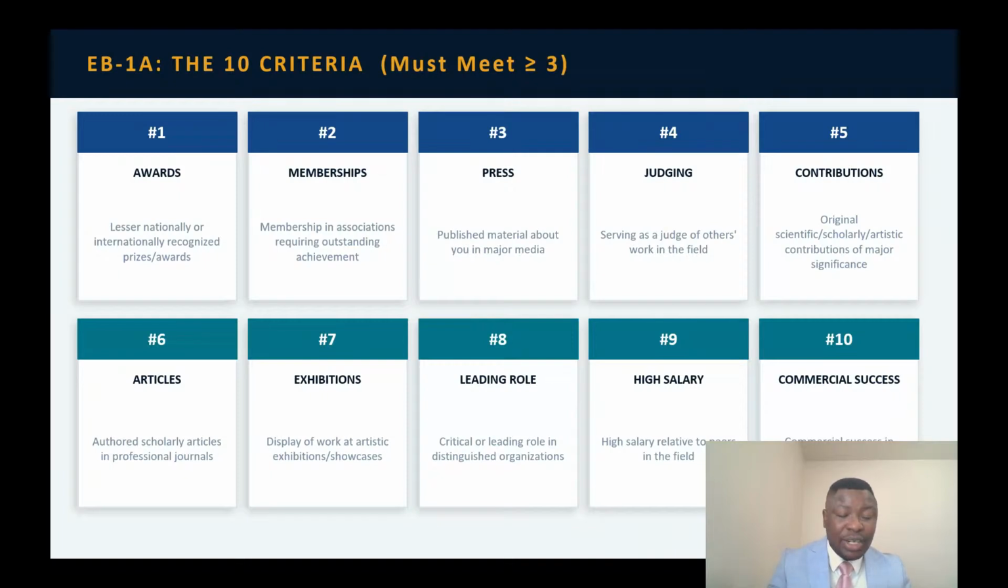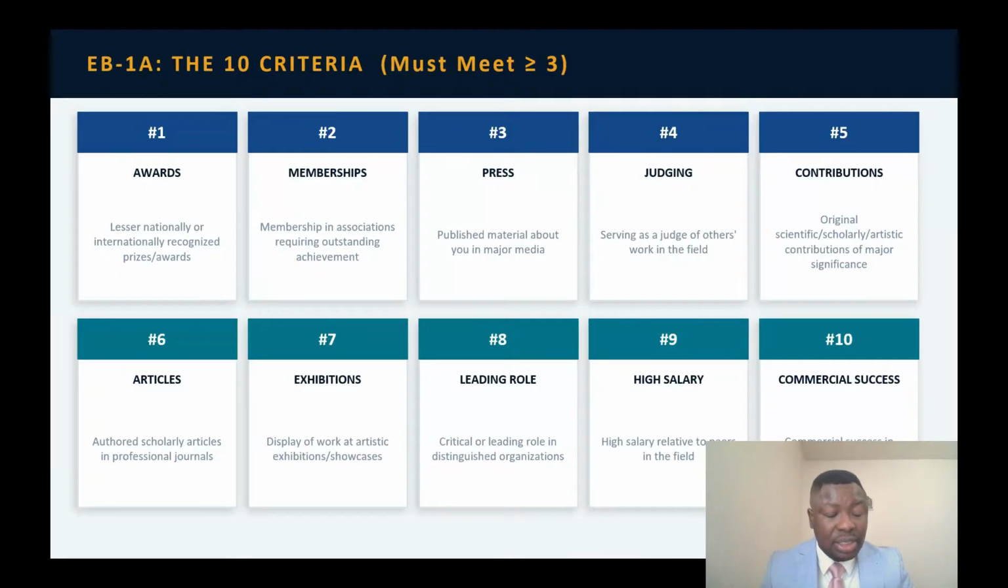The eighth criterion is leading or critical role, performing a leading or critical role in distinguished organizations. That is, if you perform a leading or a critical role in a distinguished organization, then you could claim this criterion.